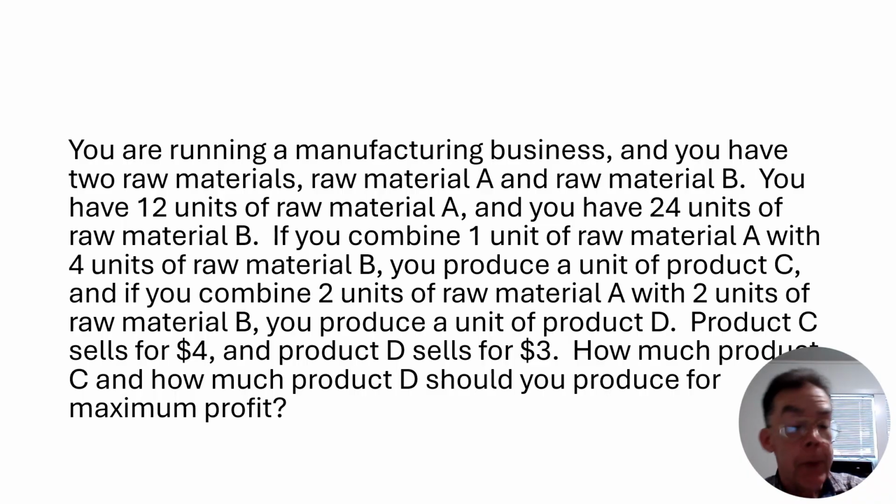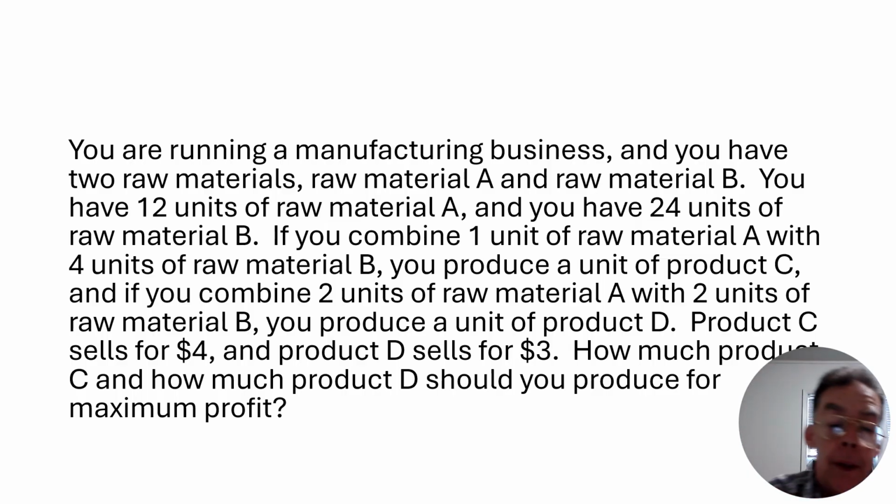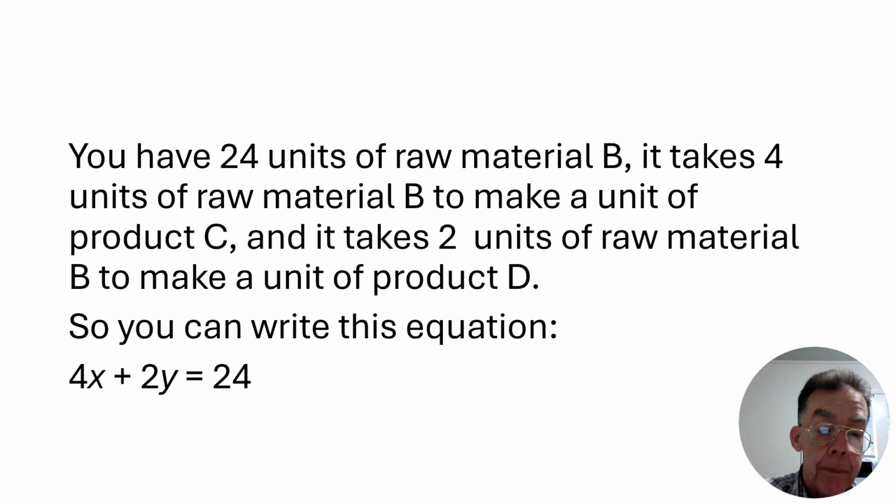So if you go back to this problem, here's what you know about raw material B. You know you have 24 units of raw material B. You know it takes 4 units of raw material B to make a unit of product C. And you know that it takes 2 units of raw material B to make a unit of product D. So you just write down the things now that have to do with raw material B. It's the things we just looked at. You've got 24 units of raw material B. It takes 4 units of raw material B to make a unit of product C. And it takes 2 units of raw material B to make a unit of product D.